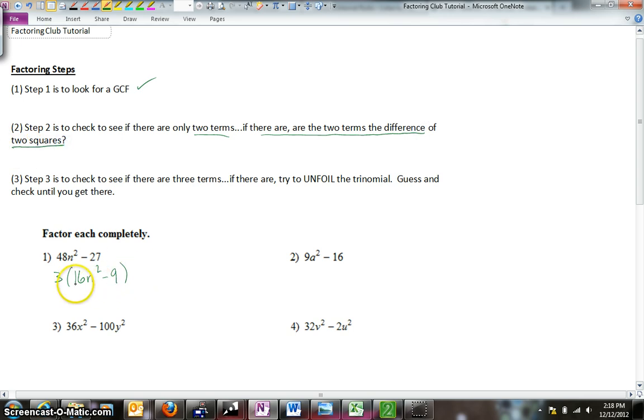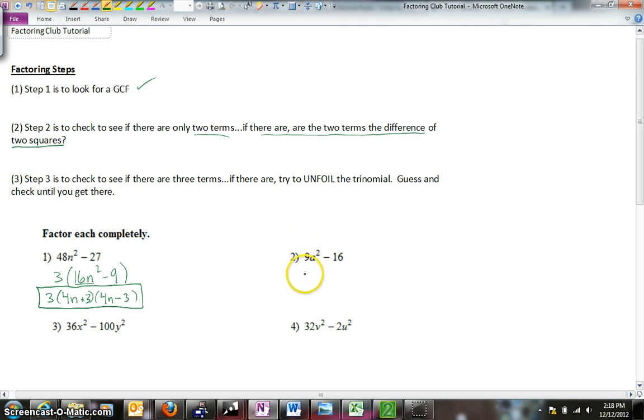Let's see. 16n squared is a perfect square. 9 is a perfect square. And they're subtracting, so yes, this is the difference of two squares. So in that situation, when it's the difference of two squares, I put the square root of the first term first in each parentheses, and the square root of 16n squared is 4n. And I put the square root of the second term second in each parentheses, 3 and 3, and I make one of them plus and one of them minus. This is the factored form of this first binomial.